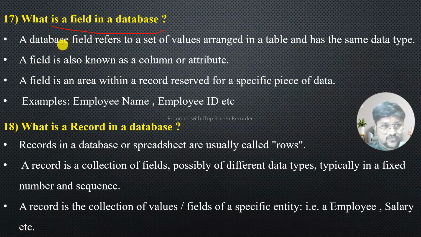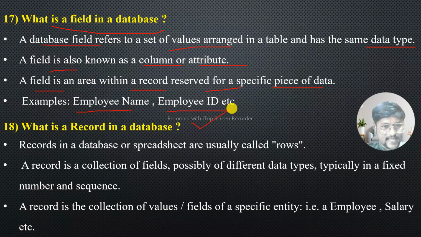Next question, question number 17 we have, what is a field in a database? A database field refers to a set of values arranged in a table and has the same data type. A field is also known as a column or attribute. A field is an area within the record reserved for a specific piece of data. For example, we have employee name, employee ID, etc.